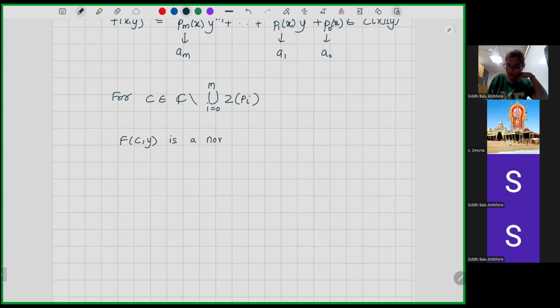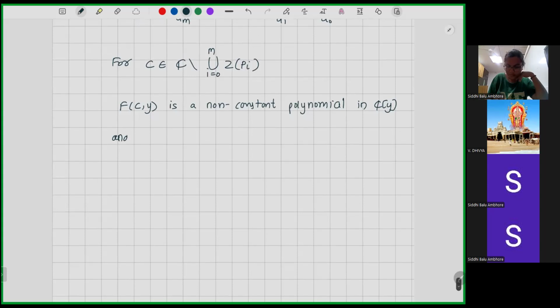So we have this. Now this f of c comma y is a non-constant polynomial in Cy, and it has at least one root. We don't care what the degree of this f is. I mean, we could care, but we don't actually need it. At least one zero in C. It might also have repeated roots, right?